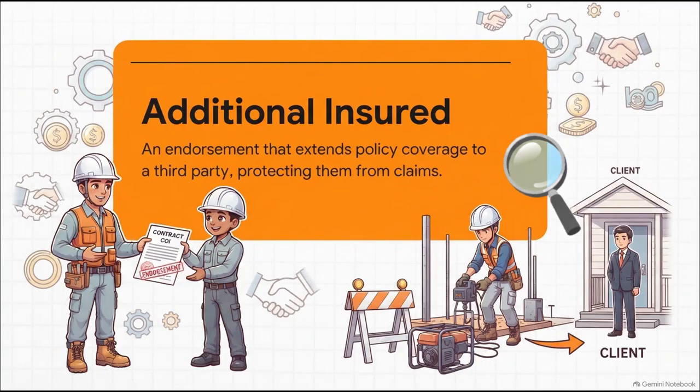The second major upgrade you'll see is the demand to be named as an additional insured. This is incredibly common. An additional insured endorsement actually extends your policy coverage to a third party, usually your client or maybe a general contractor. It protects them from liability claims that arise specifically out of the work you are performing for them. They want to know that if someone trips over your equipment on their property and sues, your insurance is going to step in to defend them, keeping their own insurance totally untouched.